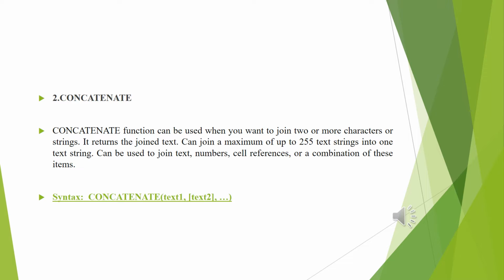The next one is CONCATENATE. The CONCATENATE function can be used when you want to join 2 or more characters or strings. It returns the joined text, and can join a maximum of up to 255 text strings into one text string. It can be used to join text, numbers, cell references or a combination of these items. Syntax: equal to CONCATENATE of text1, text2.